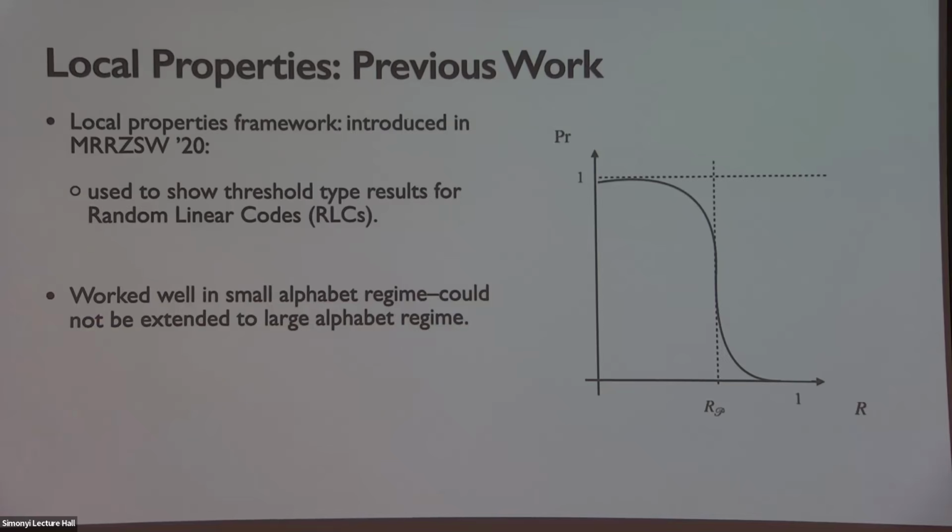And this worked well in the small alphabet regime. So what's the small alphabet regime? Here, you do the opposite thing. You fix an alphabet size, no compromise, and then you ask what are the best parameters I can get for my local property. So it worked well there. For binary codes and all, it worked well, but this kind of local properties framework could not be extended to the large alphabet regime. The reason is a bit technical. I won't go into it.